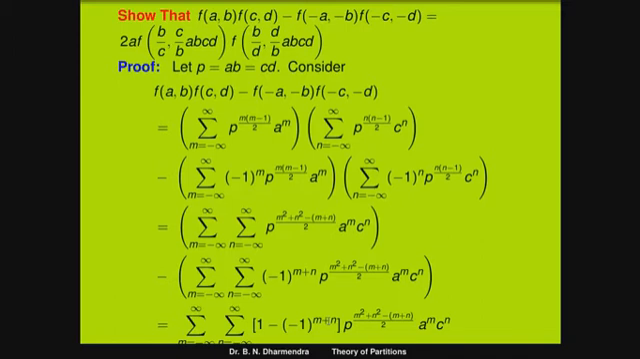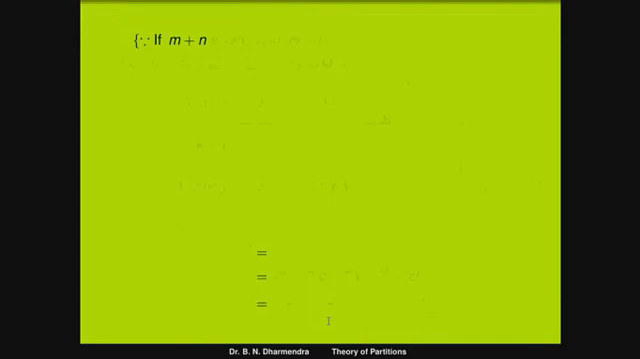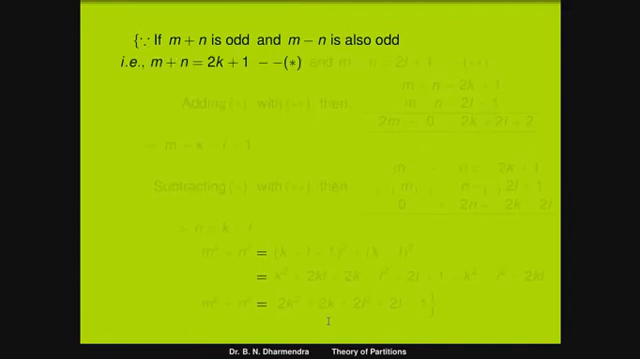There are two cases. If m plus n is odd, then either m is odd and n is even, or m is even and n is odd, and also m minus n is also odd. So if m plus n is odd and also m minus n is also odd, it can be written as m plus n is equal to 2k plus 1 and also m minus n is equal to 2l plus 1. We can call this one star and this one double star.